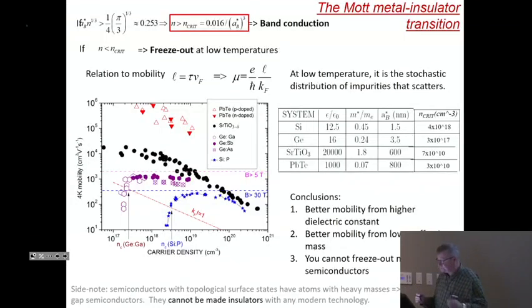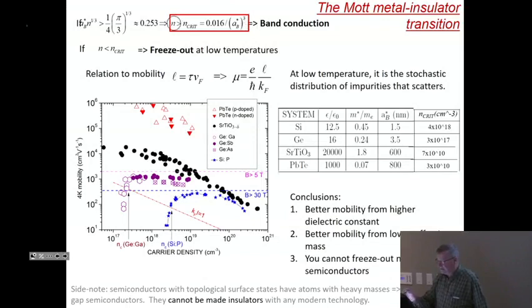Okay, so now we take this condition and we say, well, what is the carrier concentration at which we will have freeze out? Well, that's the critical carrier concentration, and therefore the condition for band conduction is that you have a carrier concentration higher than 0.016 over your Bohr radius to the third power.